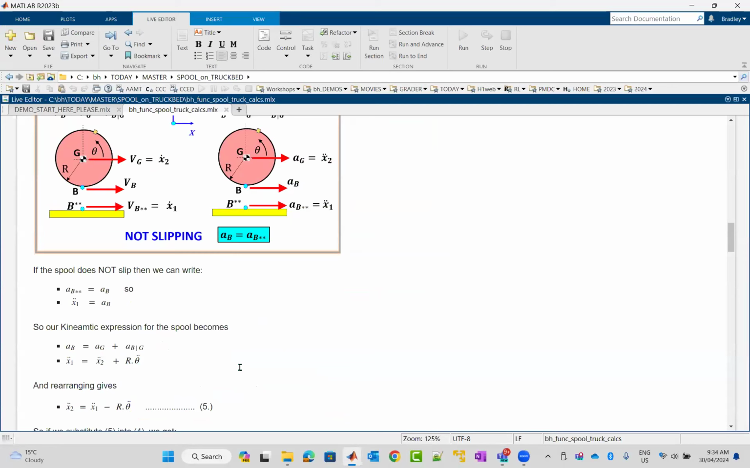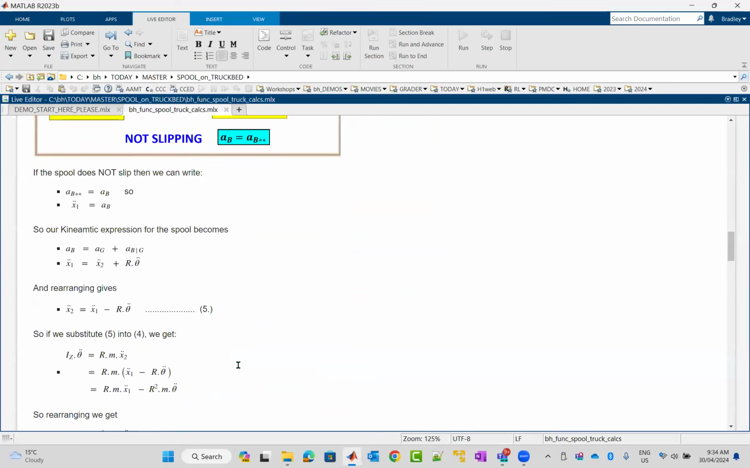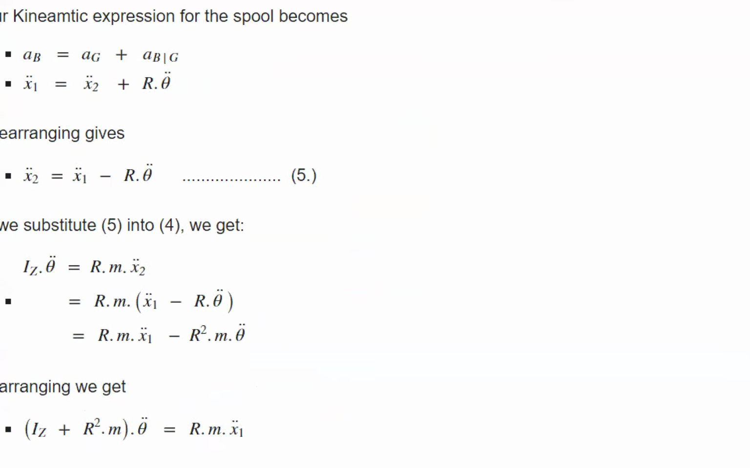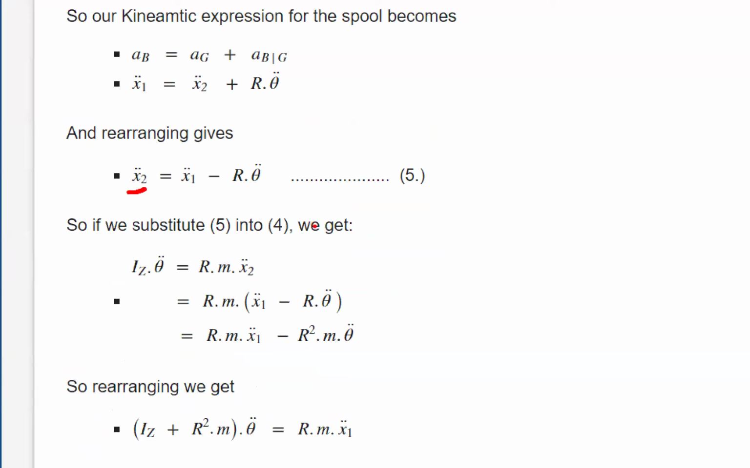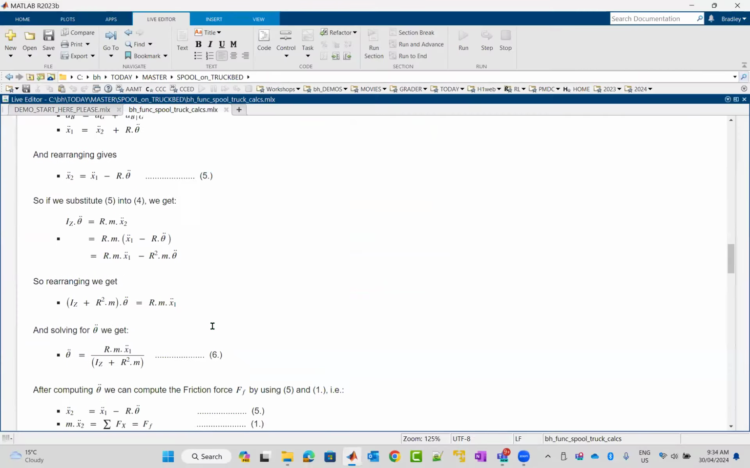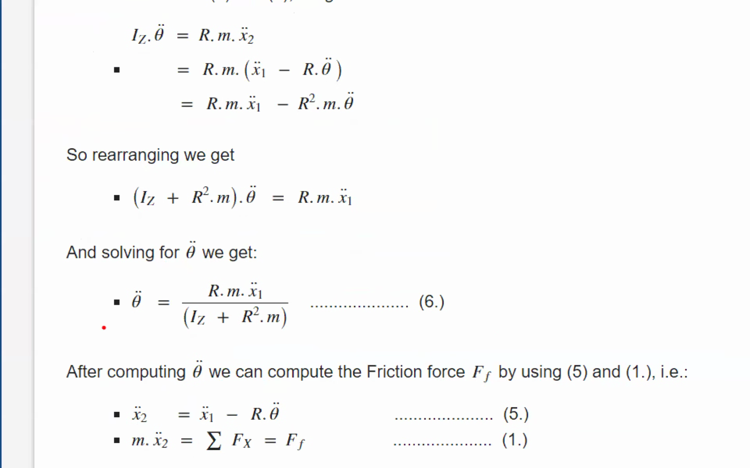And I think you can guess where we're going with this, because we're going to take that relationship and plug it into one of those Newtonian expressions that we derived earlier. And when we do that, we get a nice single expression that relates the angular acceleration of the spool directly to the truck bed.